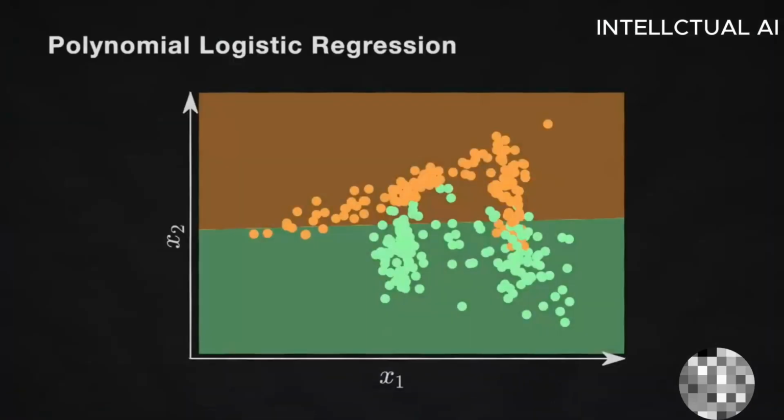Now let's talk about polynomial logistic regression. We saw a 2D plot before, which has two predictors, x1 and x2. A similar one is shown here, but the decision boundary is not linear.